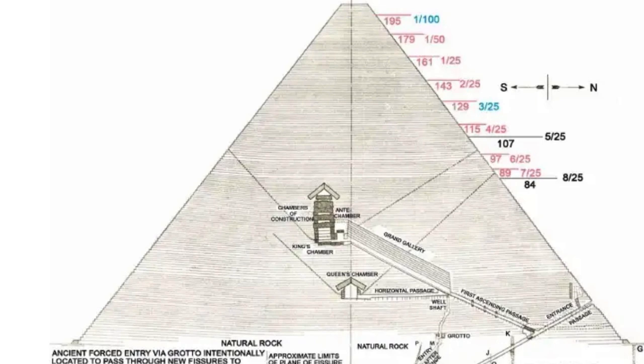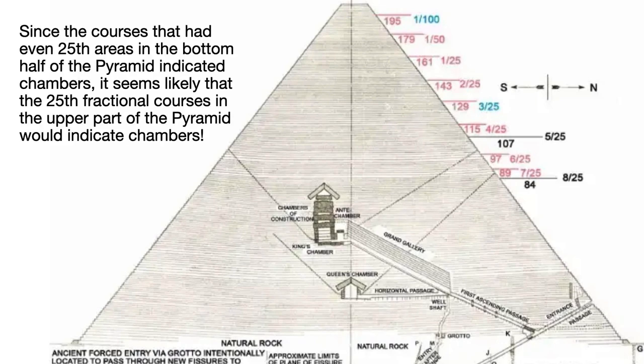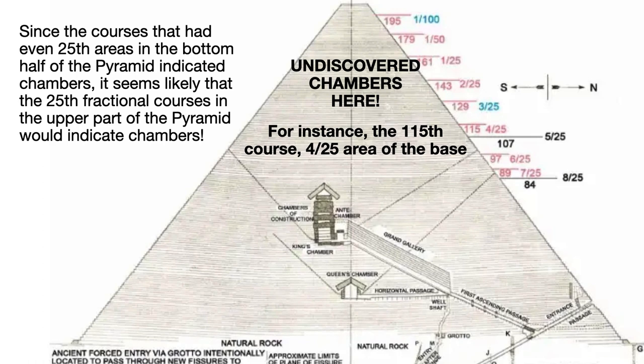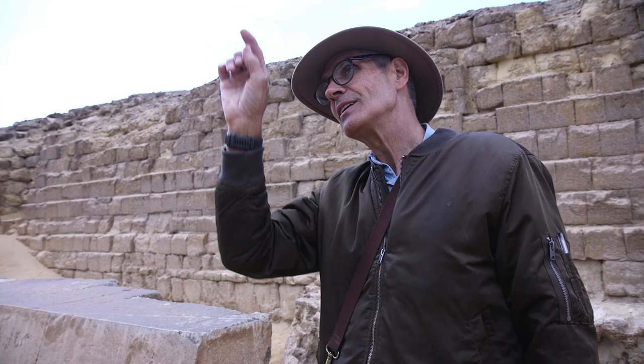Here's the payoff. Here's the upper half of the pyramid. What I just showed was the lower half. Since the courses that had even 25th areas in the bottom half of the pyramid indicated chambers, it seems likely that the 25th fractional square area courses in the upper part of the pyramid would indicate chambers also. So we would expect that there are some undiscovered chambers here. For instance, the 115th course, which is 4/25 the area of the base, probably indicates there's a chamber there, because it does down below. Hemiunu, whoa, he knew what he was doing, and he knows where the hidden chambers are. That there are other passages.